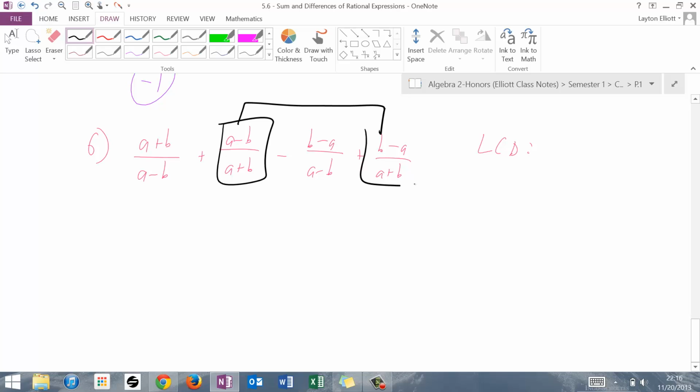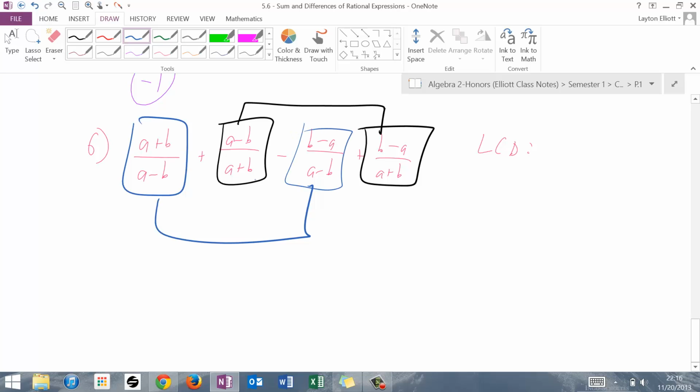These two I'm boxing in here already have a common denominator, and these two that I'm boxing in also already have a common denominator. So if I group those together, the first set, the one in blue, I'm going to get a plus b, distribute the negative, minus b plus a, all over a minus b. Then for the second set, I'm going to get a minus b plus b minus a over a plus b.